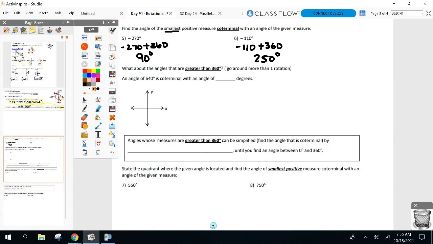All right, ready? So we know negative angles now. We know angles between 0 and 360. What about if I have an angle bigger than 360? How do I graph it?